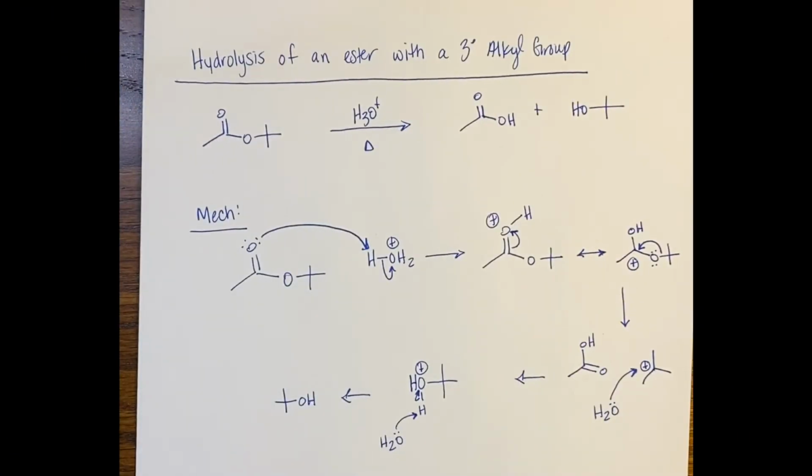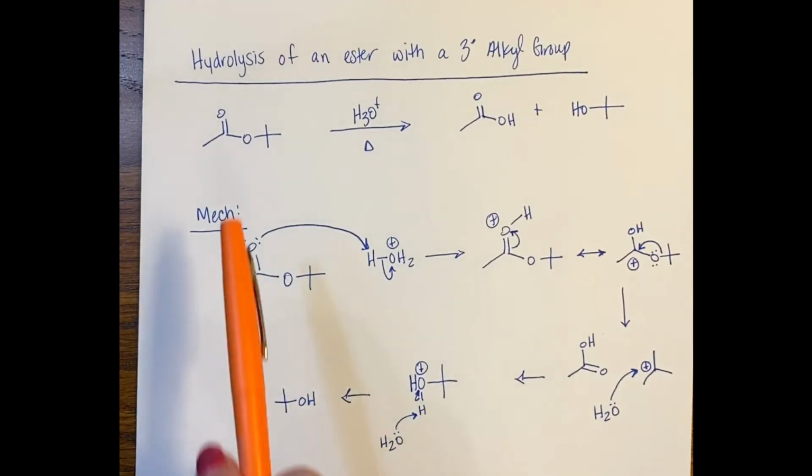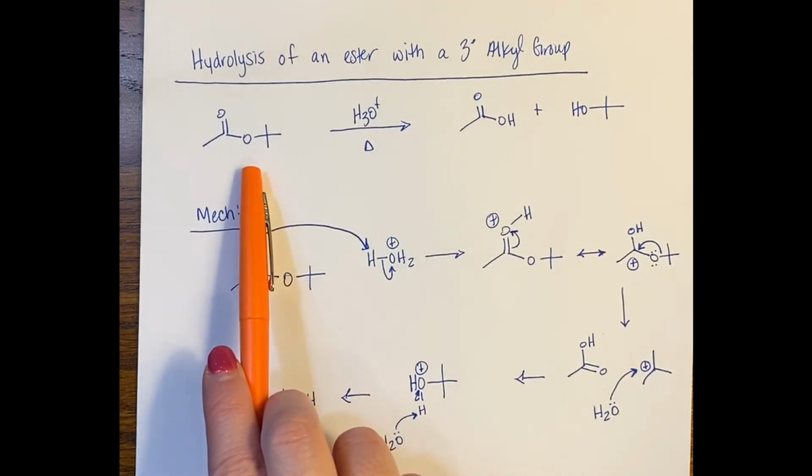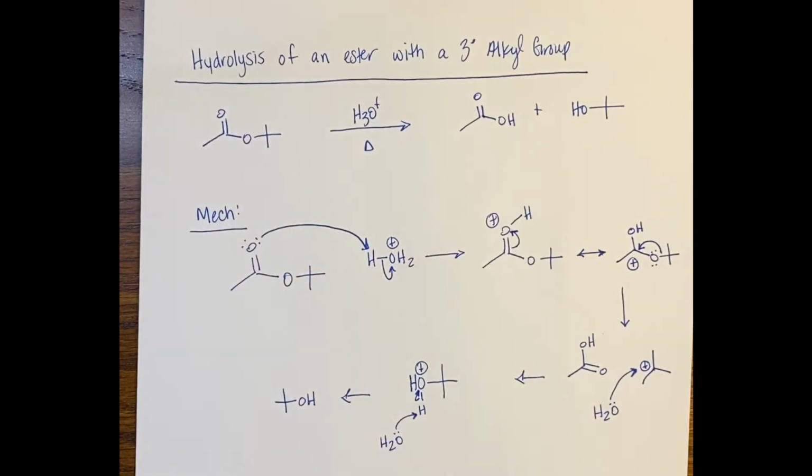There's an interesting mechanism that occurs when we have an ester with a tertiary alkyl group bonded to the oxygen, like this tert-butyl group here. The mechanism for the hydrolysis is a little bit different than the previous mechanism that we discussed. The products that we predict are still exactly the same, so we have our ester with the tertiary alkyl group in the presence of acid and heat. We get a carboxylic acid and a tertiary alcohol as the product of the reaction.